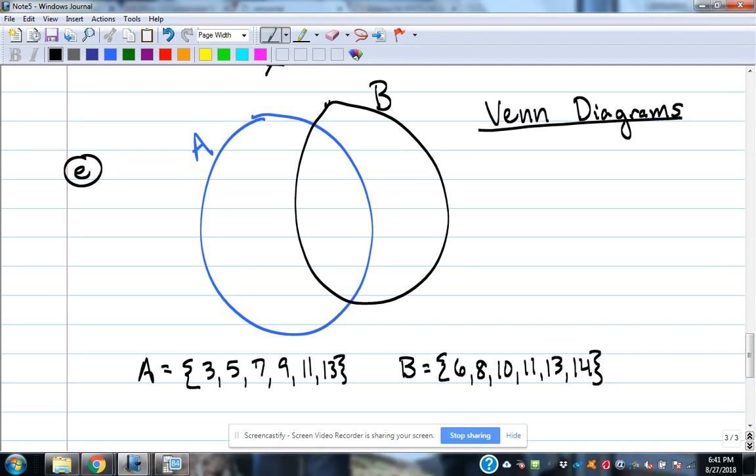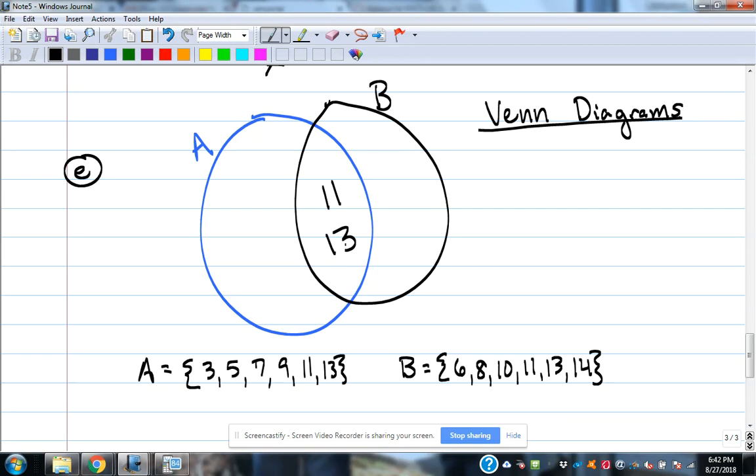The way Venn diagrams work, what goes in the football shape in the middle? The shared pieces. That's right. So anything that's shared goes in the overlap area. So what's shared for these two sets? 11 and 13. So those should be the only numbers in the football shaped area.